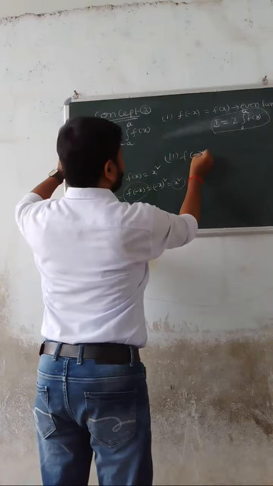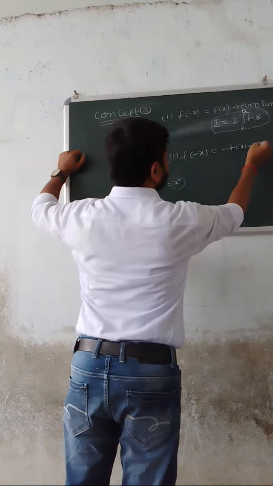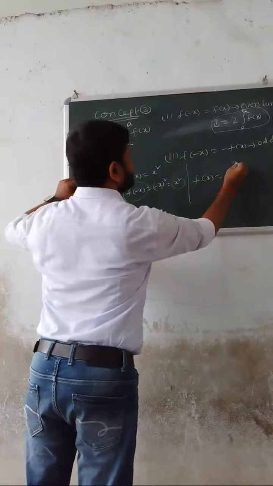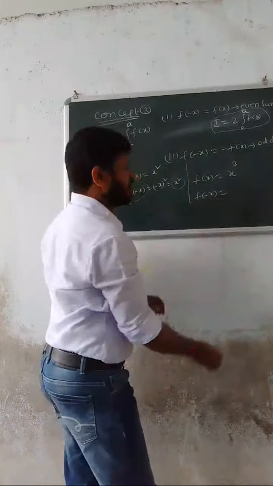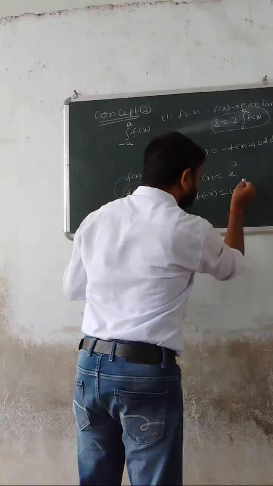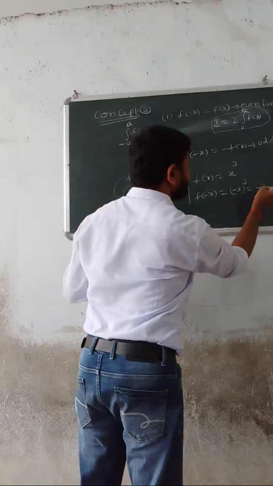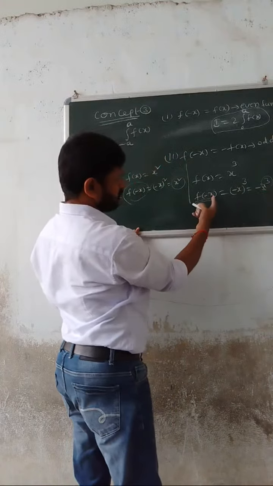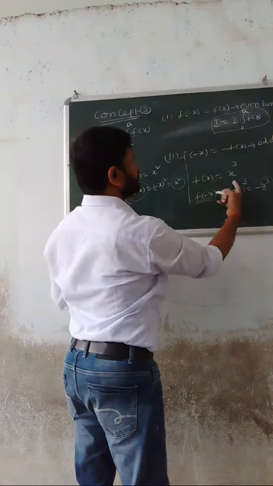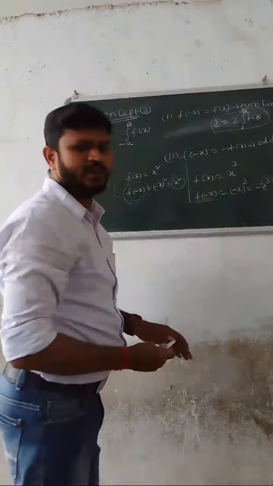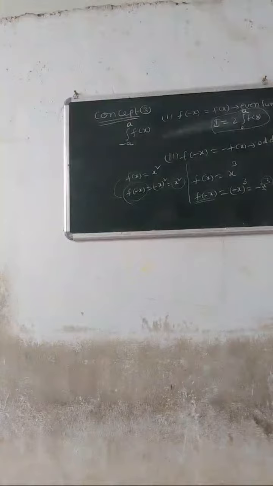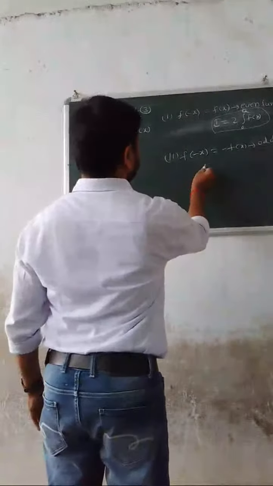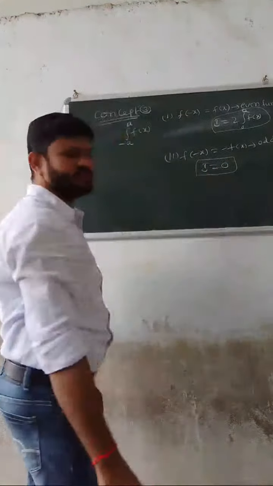Otherwise, f of minus x is equal to minus f of x. It is an odd function. How is it said? f of x is equal to x cube. f of minus x is equal to minus x cube. Minus cube is minus, and x cube. You see this? f of minus x is minus f of x. That is an odd function. If it is an odd function, what happens in the integration? The integration becomes 0. That is the answer.